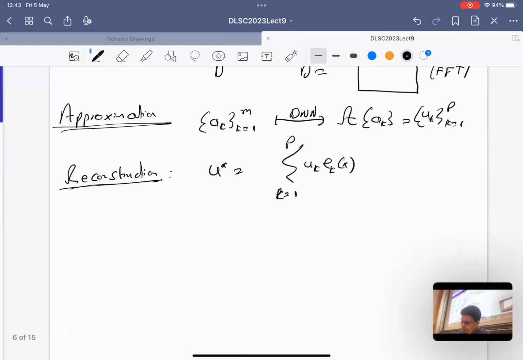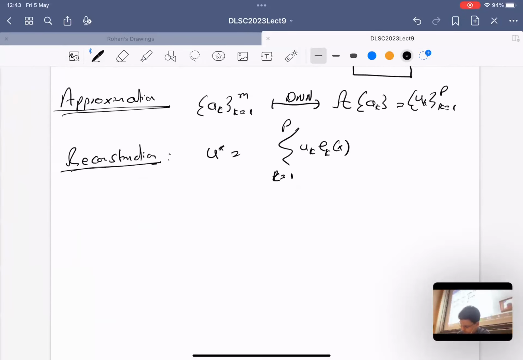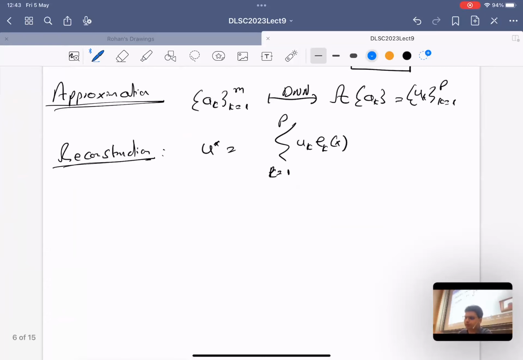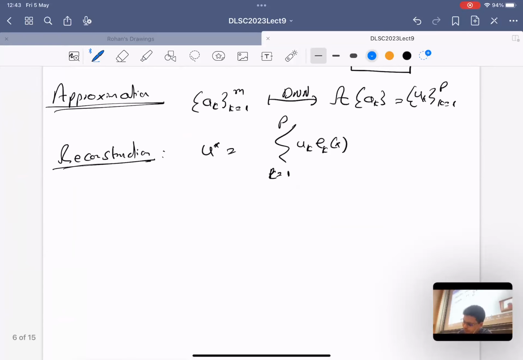Let's call this the generalized spectral neural operator. Generalized spectral neural operators. How am I doing with respect to time? Not very well.